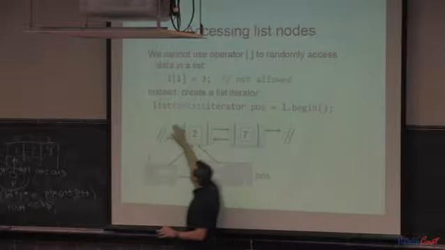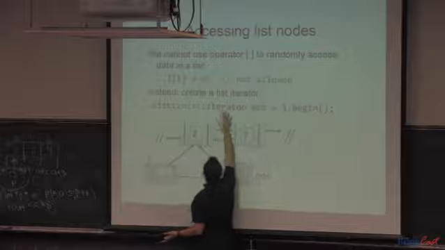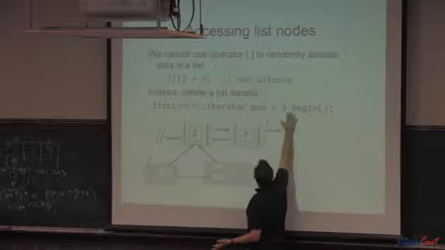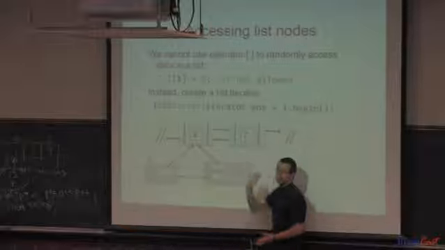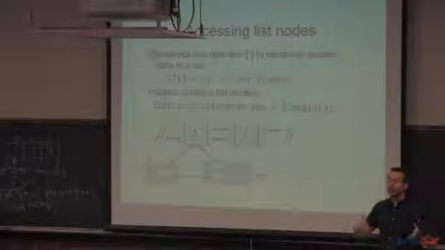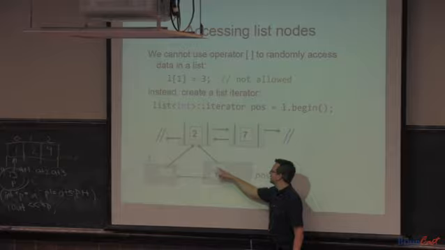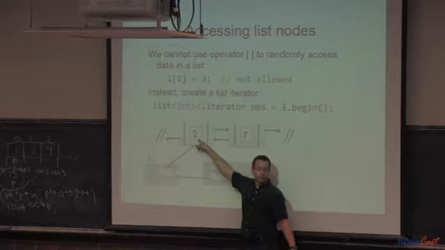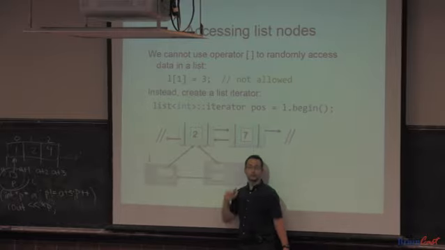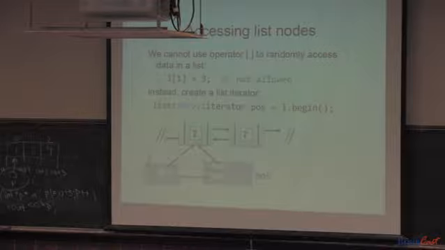You have to do list, what type of list, list of ints, colon, iterator, the name of the iterator, so you can call it I or position or whatever, and it gets the value of list.begin, just like before in the code I showed you before. So this gives you an iterator to the head of the list, as the picture suggests. This is an iterator object. Its position pointer points to 2, which is the value of L's node pointer. Okay? So now I initialize my iterator to point to the head of the list.